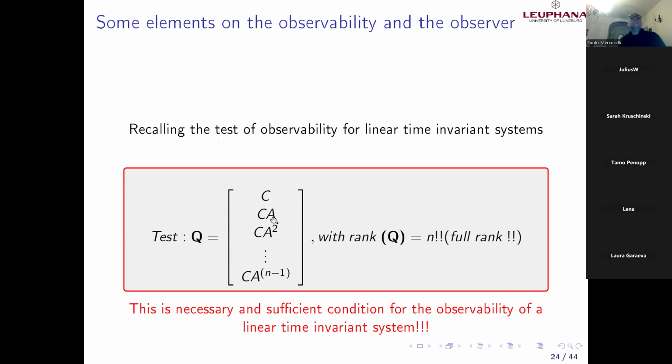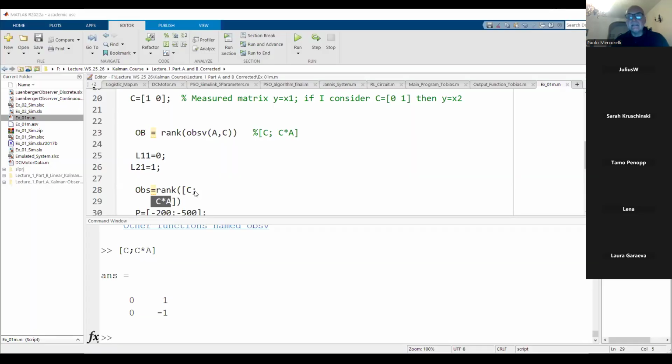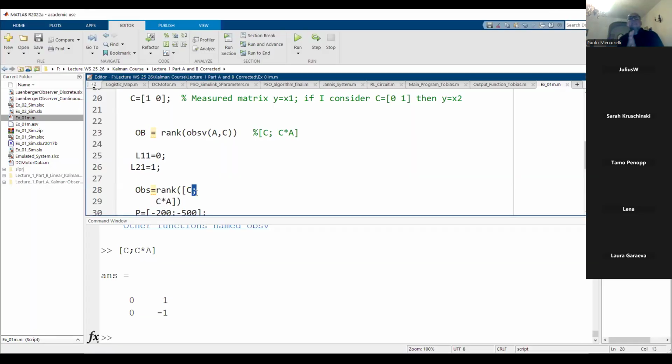First of all, in MATLAB, I identify the rows using a semicolon. Let me come back to MATLAB. C semicolon says that the row is ready. After the semicolon, MATLAB understands that it has to start with the second row. Question: why am I considering just two rows?